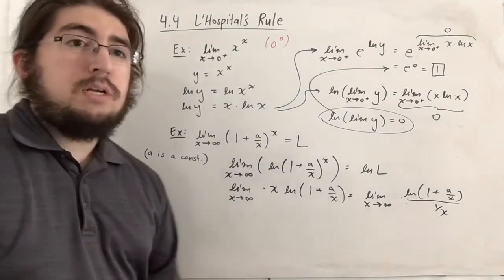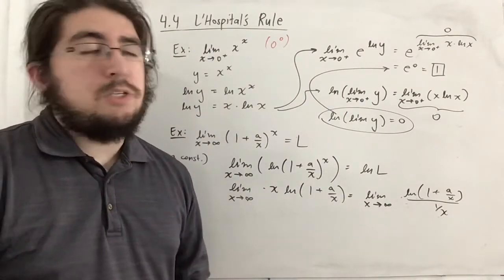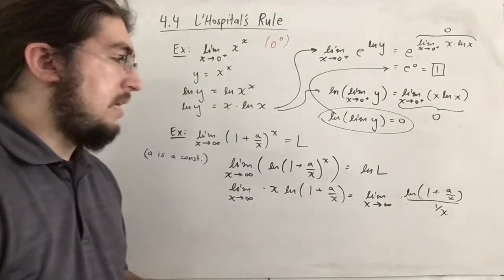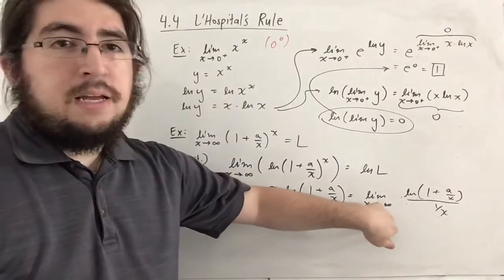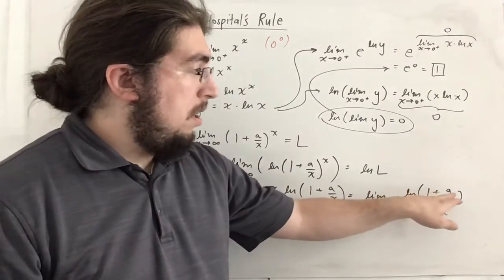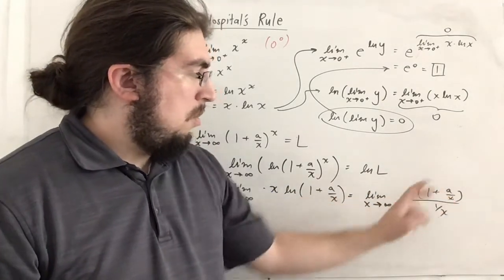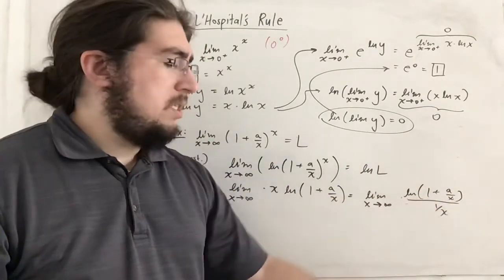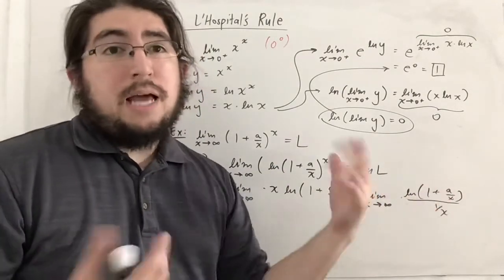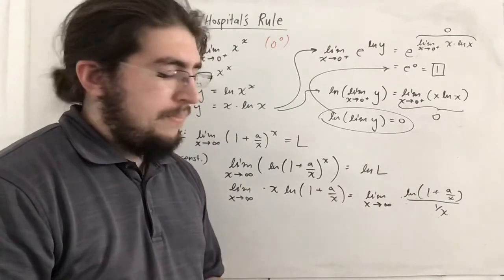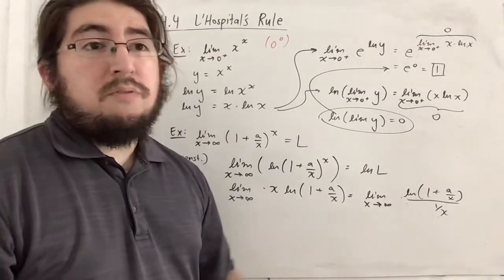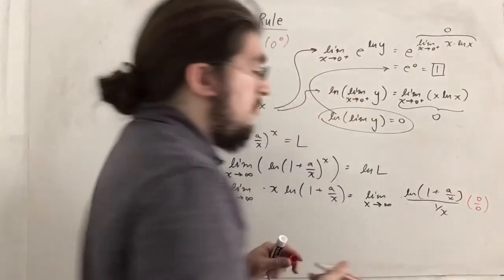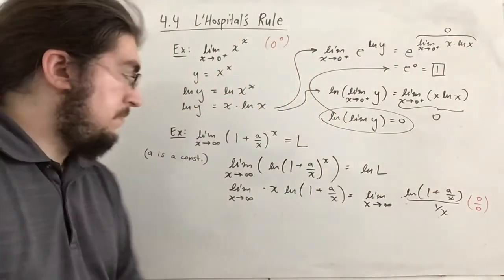Now, if this works, then taking the limit using direct substitution will give you an indeterminate form that we like for L'Hopital's rule. So either 0 over 0 or infinity over infinity. So let's see. When we plug in infinity on top, you get ln of 1 plus a over x, as x goes to infinity, a over x goes to 0. So this is just ln of 1. ln of 1 is 0, so we get 0 on top. Okay. On the bottom, we get 1 over infinity, which approaches 0. So this is indeed the 0 over 0 indeterminate form. So now we can apply L'Hopital's rule.